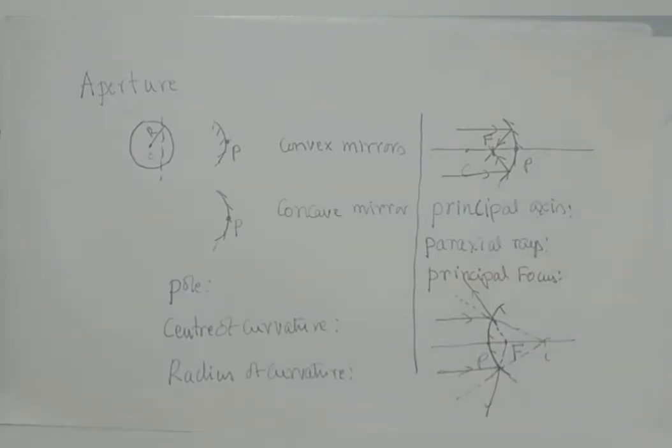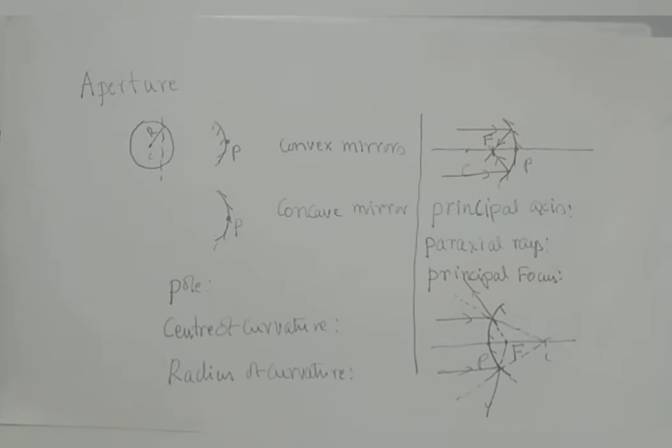Let me repeat the definition once again. Principal focus is a point on the principal axis to which a parallel beam of light rays converges after falling on the concave mirror or appears to diverge from after falling on the convex mirror. So these are the definitions.